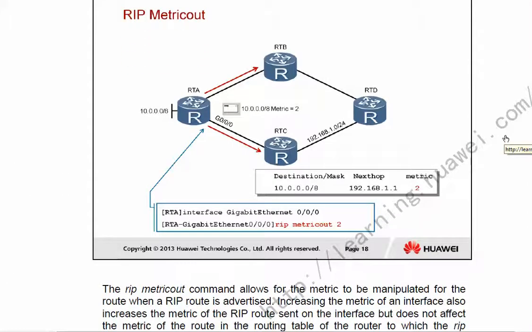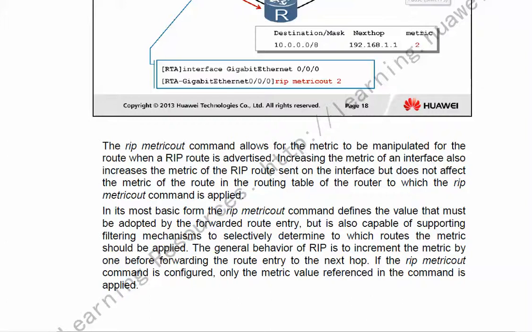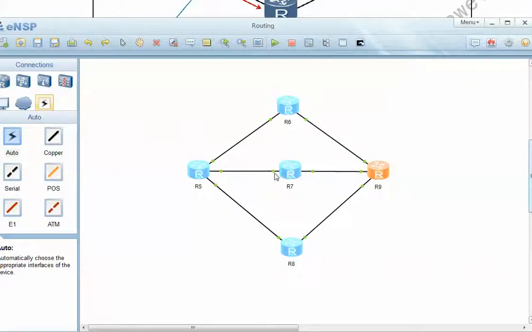Metric out is the other way. You can change the metric when you advertise. Metric in changes the metric when you receive it. Metric out changes the metric when you advertise it. So for this topology, we will change the metric out on R7 interface gig 0/0/0.